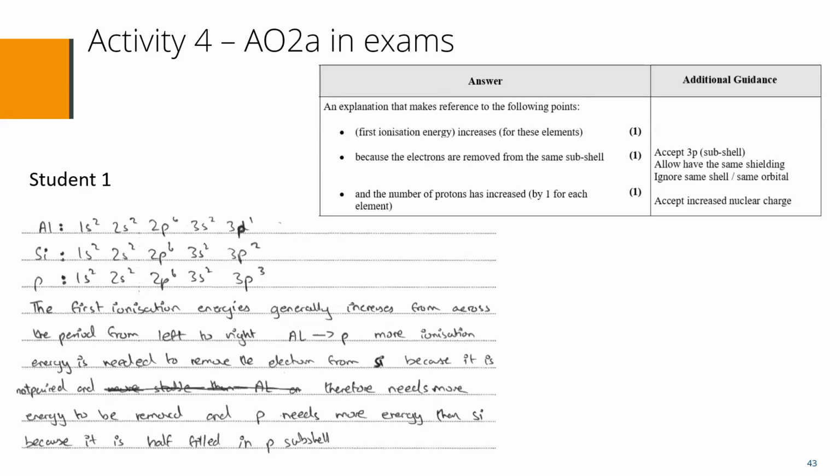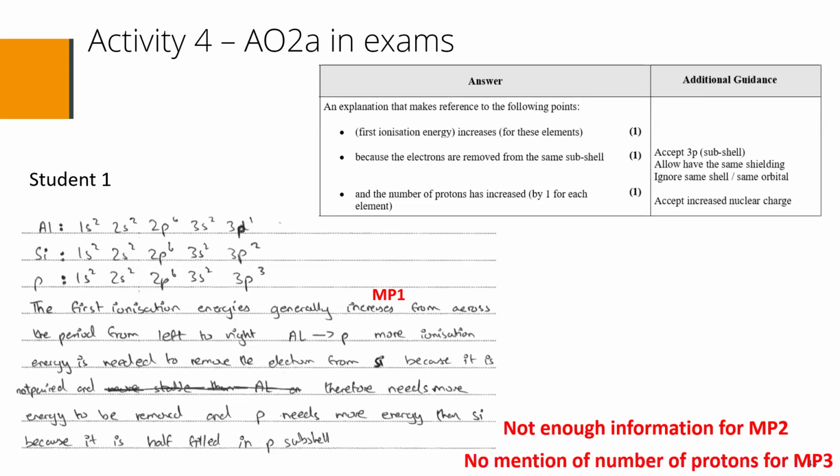Okay, so let's mark this one. We've got ionization energies generally increase. So that's MP1. But reading through the rest of that, I can't find enough information to give MP2. There's no mention of number of protons for MP3. So all I'm going to do is give that 1 mark.